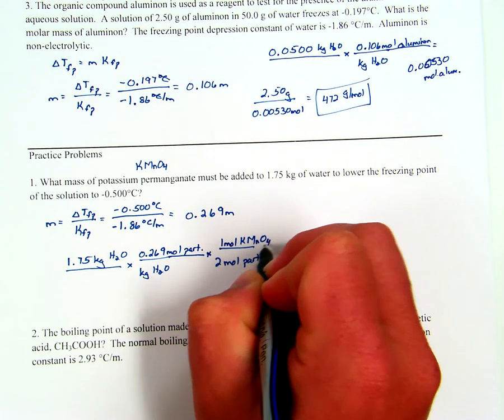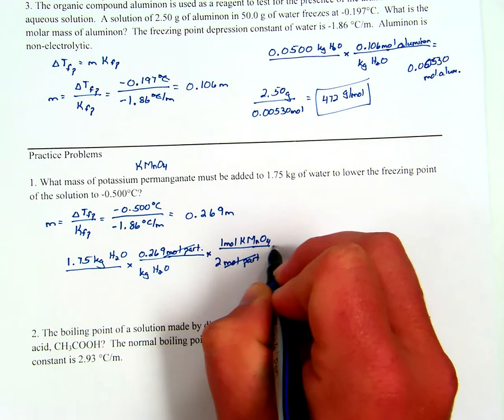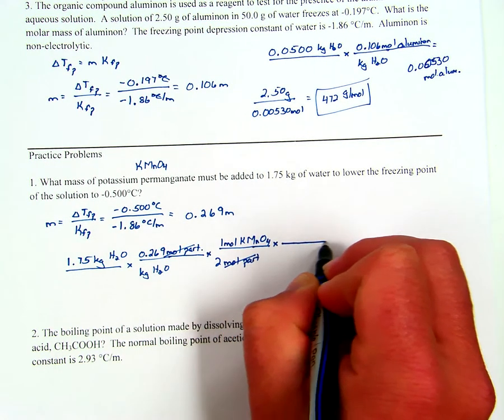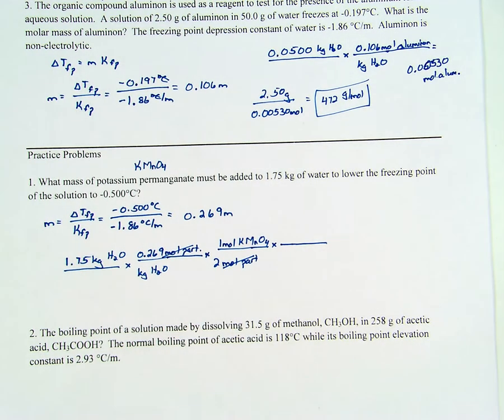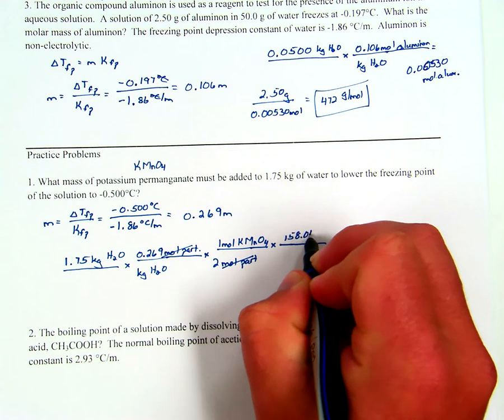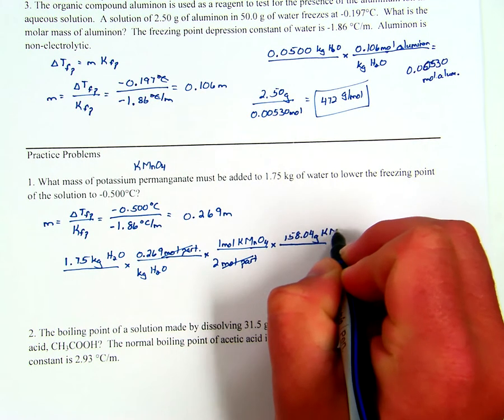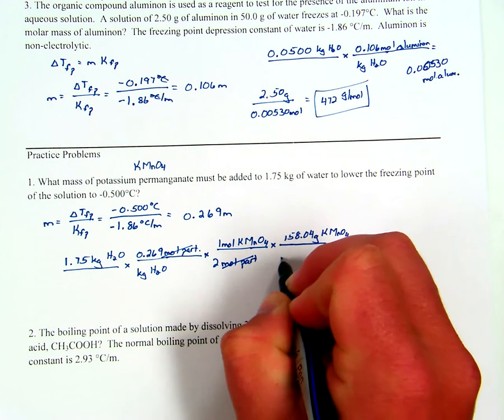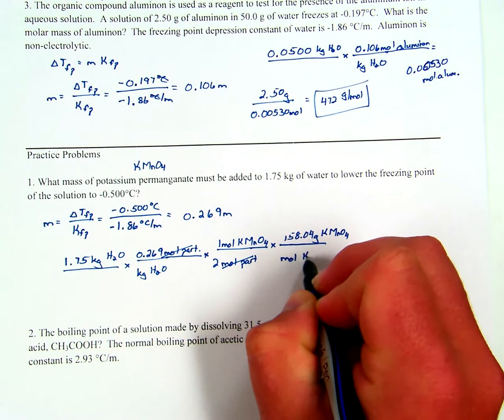From there, I can now use a molar mass to find the mass of the potassium permanganate. Let's see, I need to calculate that molar mass here. Potassium 39.1 plus the manganese of 54.94 plus 4 moles of oxygen. I get 158.04 grams KMnO4 per mole. And that should give us the answer.